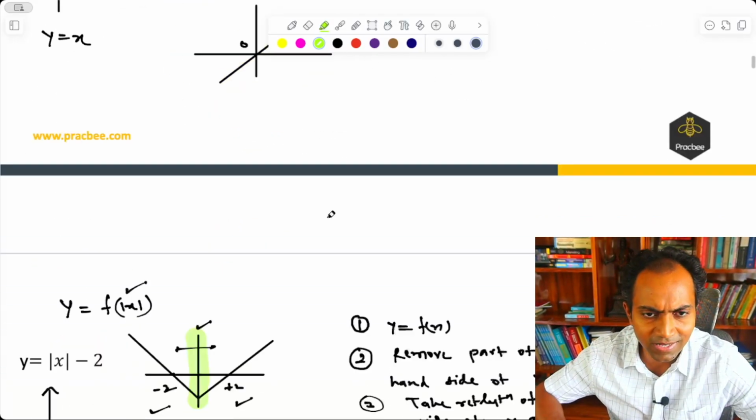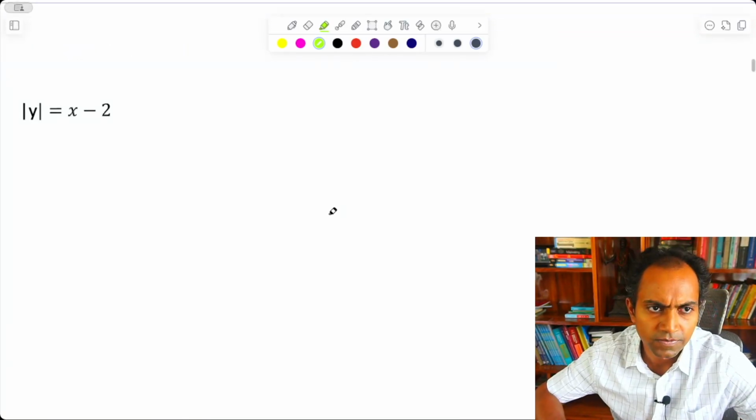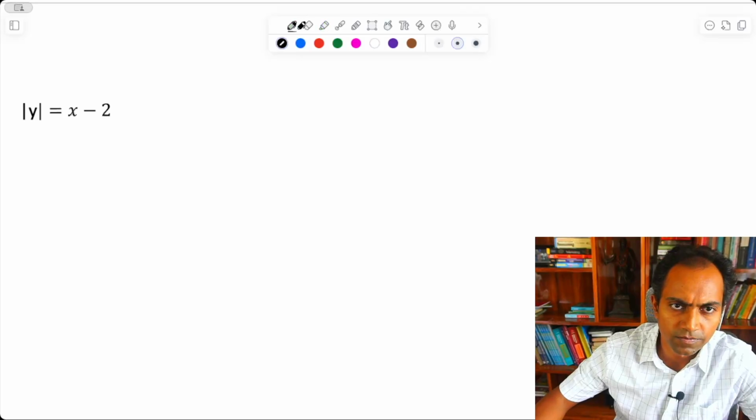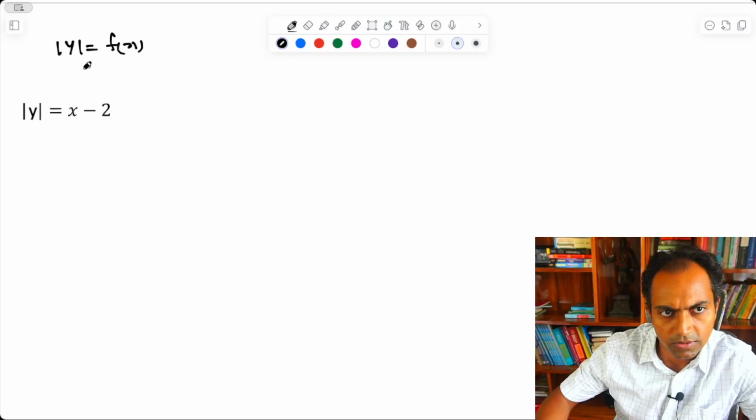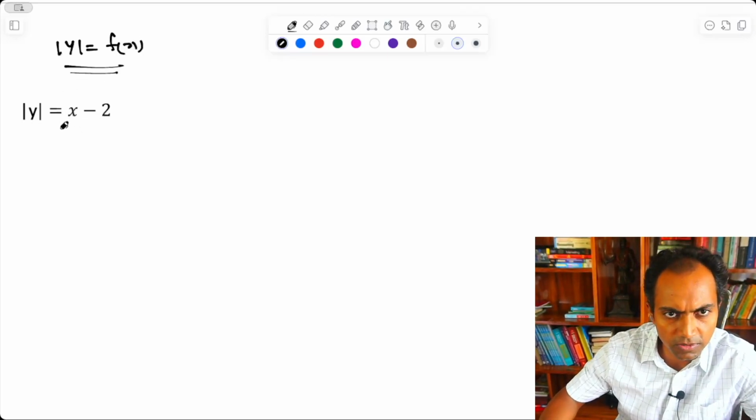Now, let us take a third case, though not exactly in JEE syllabus, sometimes it is asked in JEE Advanced, this kind of graphical transformation. So, what we are saying is what happens if I put a modulus over the y sign in y equal to f(x). What happens in this case? I have taken again a very simple example to illustrate my point.